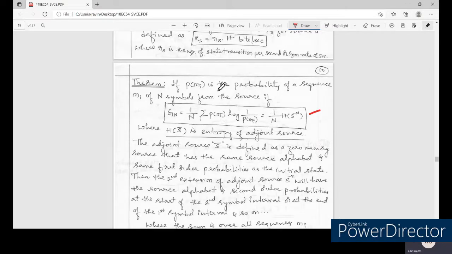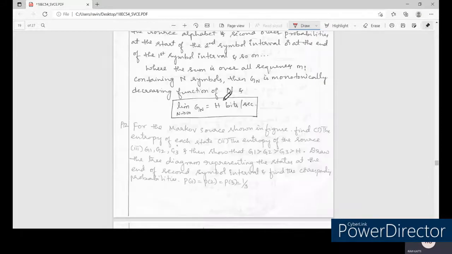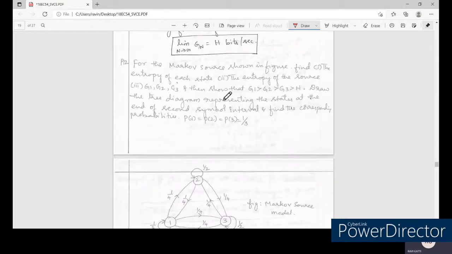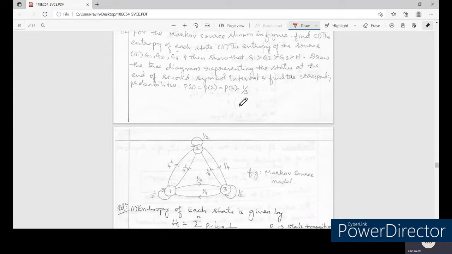And we have one theorem: the entropy of the source will keep on reducing as the number of source symbols on which the dependency is defined increases. So let us try to solve one problem associated with the Markov source in this class. They have given you the Markov source as shown in the figure.